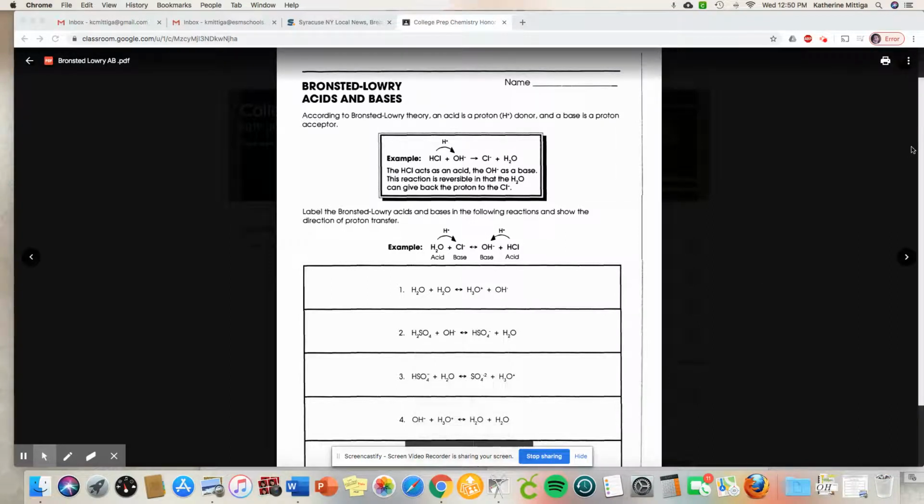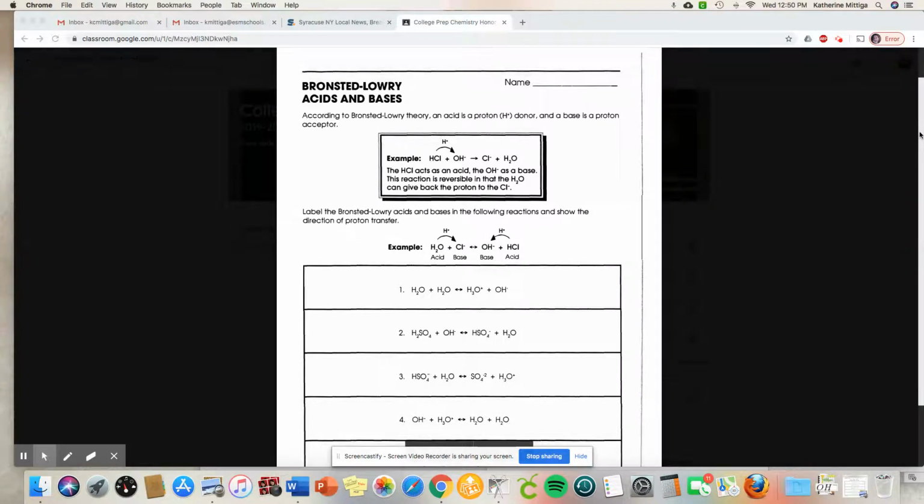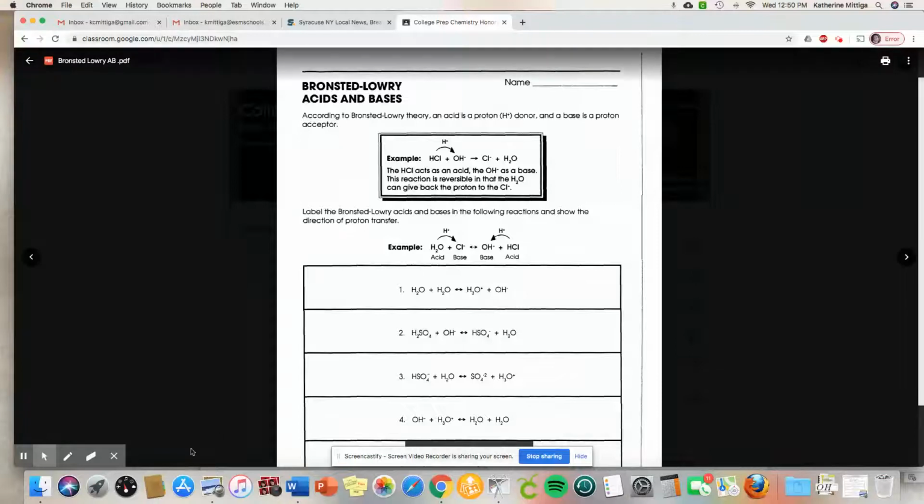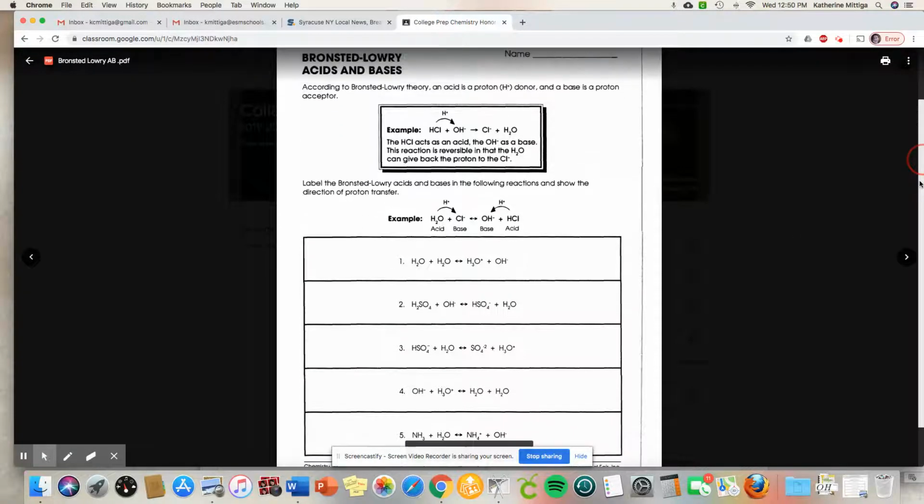Okay, so this is the worksheet, Bronsted-Lowry acids and bases. Make sure you've looked at your notes about definitions of Bronsted-Lowry acids and bases. It is another theory of acids and bases. It's not contradictory to Arrhenius. It's just another definition that's also considered to be true.